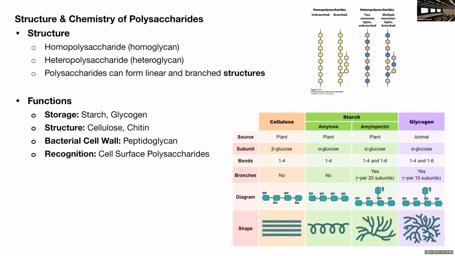And then we moved on to the polysaccharides. I'm not going to go over all their properties and structures, but you should know cellulose, starch, which consists of amylose and amylopectin, and glycogen: their differences, their similarities, their structures, their linkages, where they are used, and things like that.